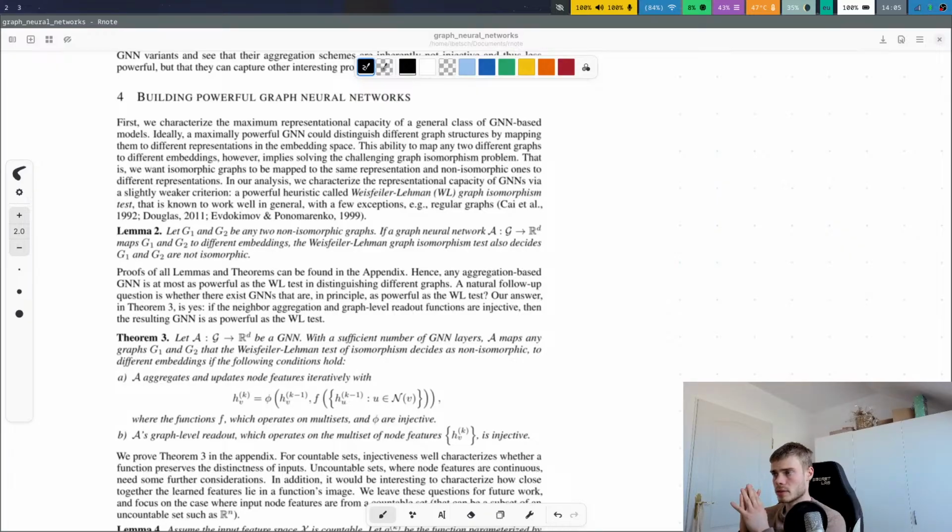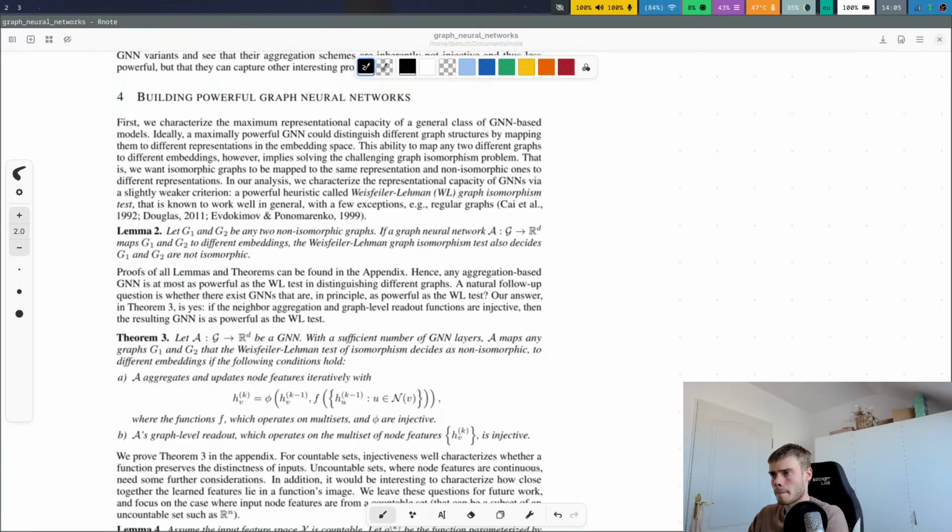In our analysis, we characterize the representational capacity of GNNs via a slightly weaker criterion, a powerful heuristic called the Weisfeiler-Lehman graph isomorphism test, that is known to work well in general, with a few exceptions. Example given, regular graphs.